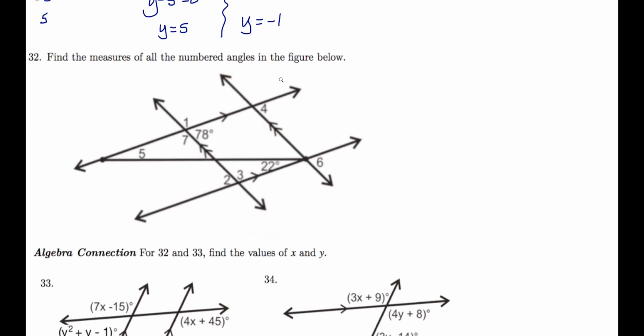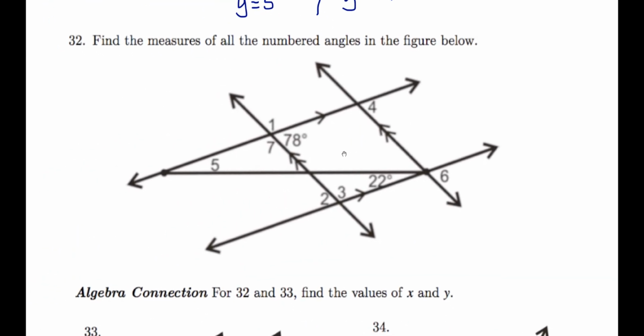And let's take a look at this one. 32, I like this. This is a little puzzly. Like puzzles, like games. Have a whole bunch of lines here with some givens, some parallel lines here, and some transversals. So we know this is 78 right here.